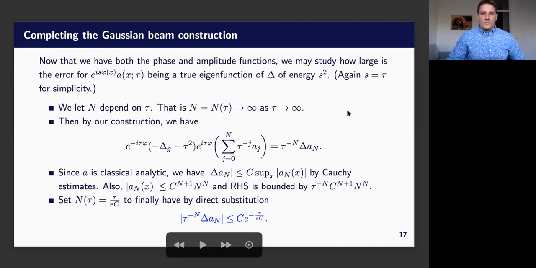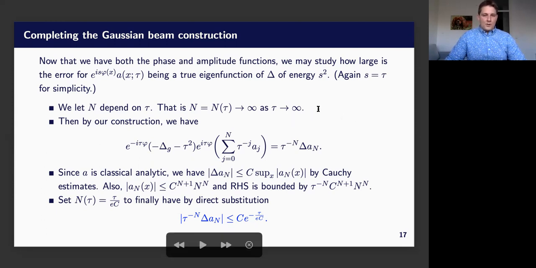Okay, so let's complete the Gaussian beam construction. We have now found the phase and amplitude functions, and we may study how large the error is for this ansatz, e to the power phi times a, to be a true eigenfunction of the Laplacian of energy s squared. And again, here I will just denote s by tau to make things simpler.